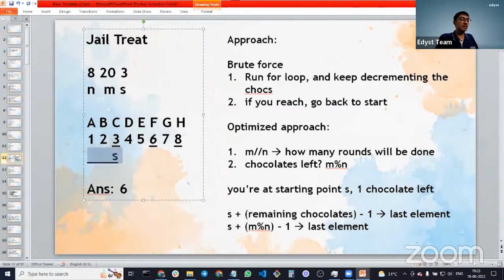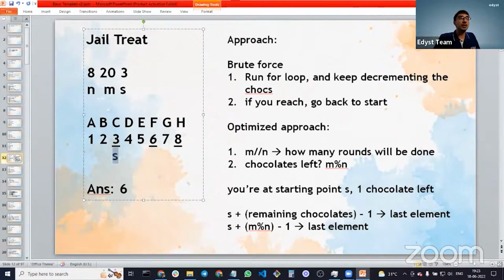Now what I do is I start distributing the chocolates. How many rounds will I complete? Let's say there are M chocolates to give. How many rounds will I complete before coming back to this S? Very good, M divided by N. Let's say there are 20 chocolates. I'm going to complete 2 rounds, and I'll again be back at the starting point.